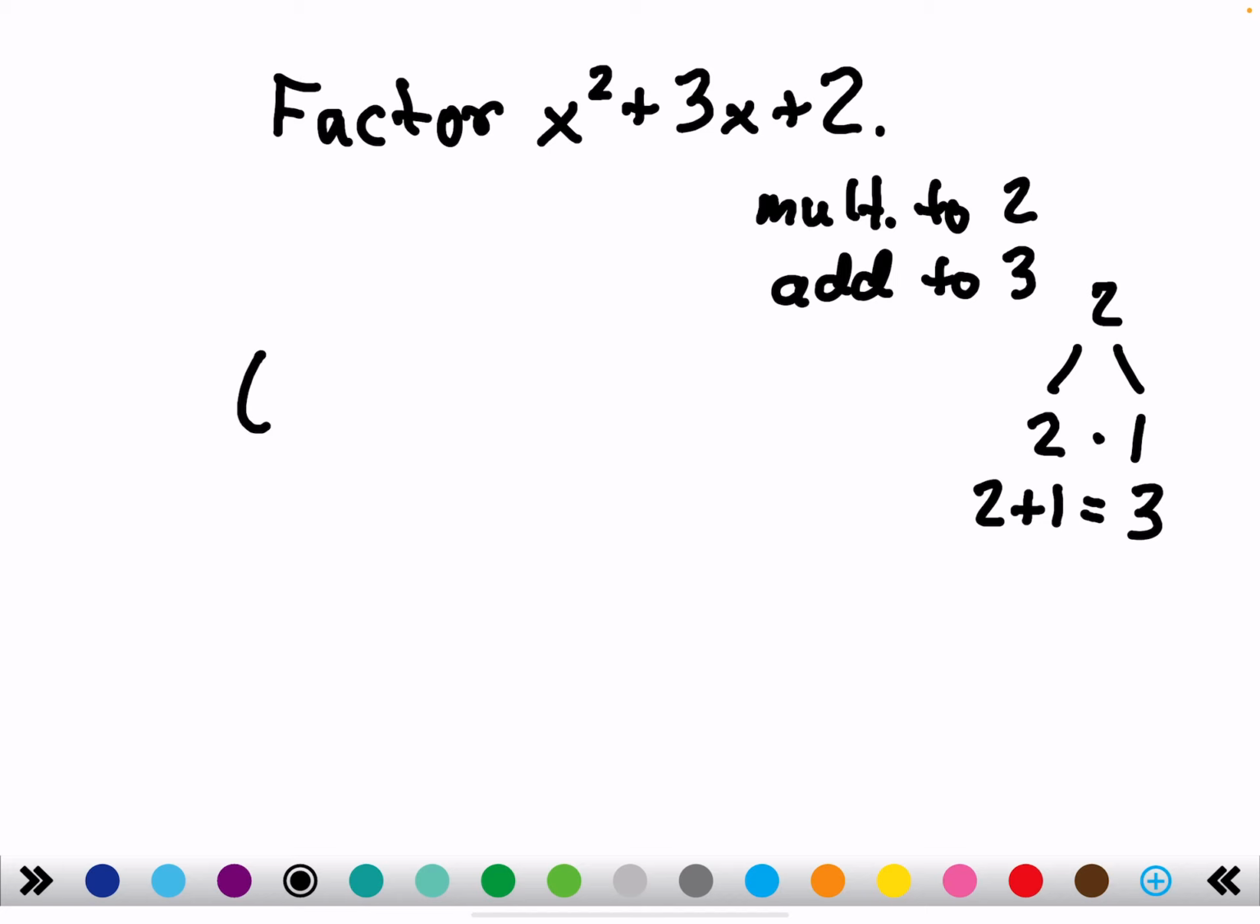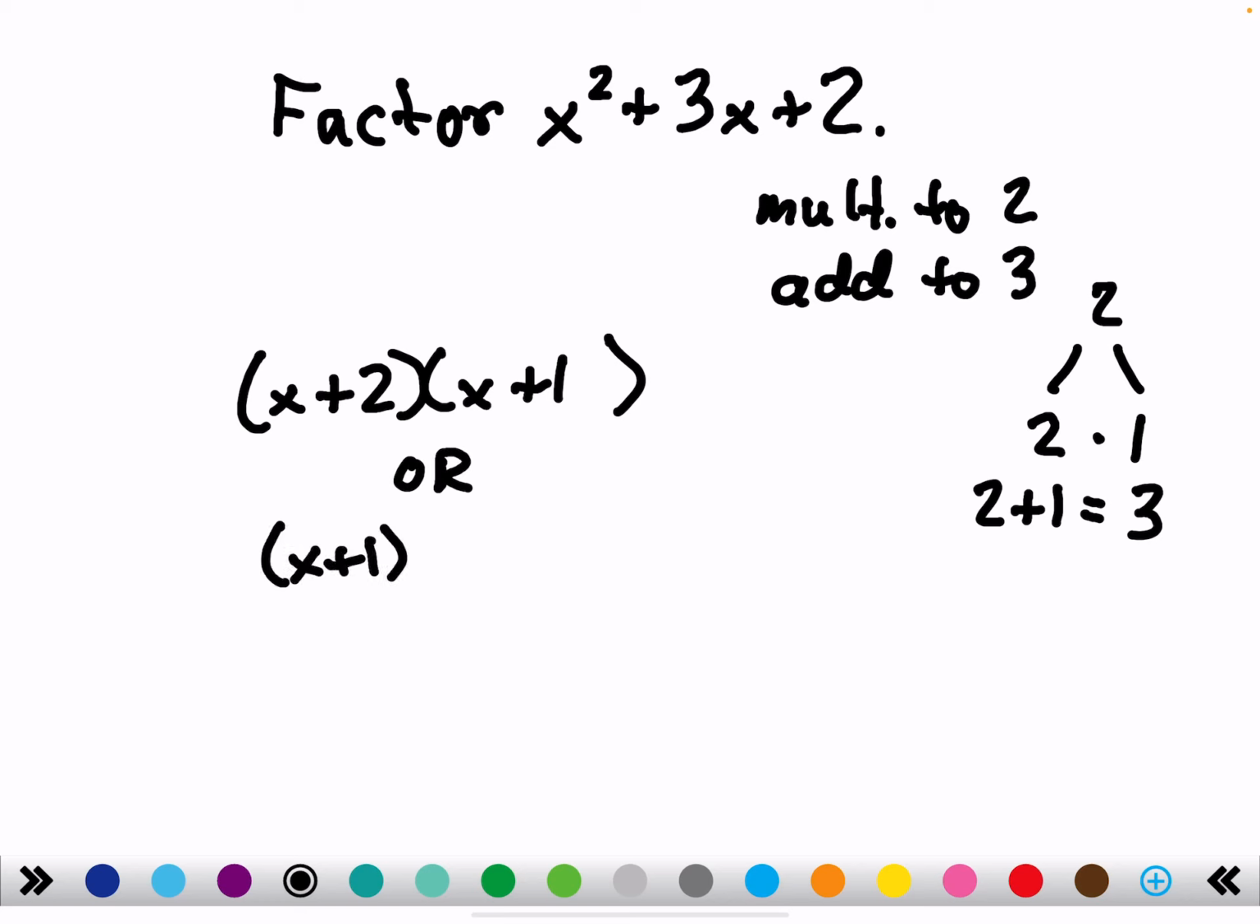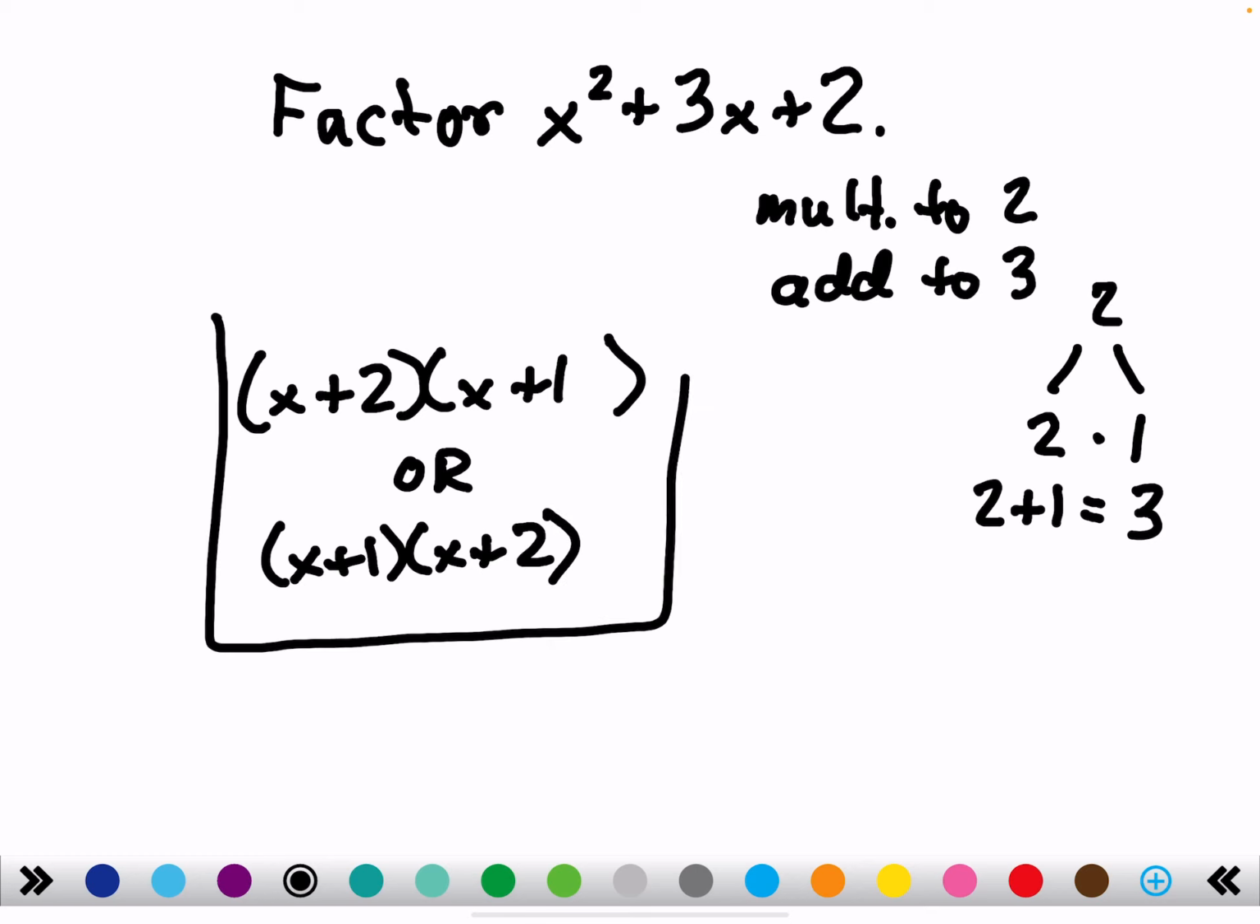Now, when we write factors, quadratics always factor as a pair of binomials. Binomials have two terms each. You'll need to enclose them in parentheses, because parentheses beside each other mean understood multiplication. So x squared is just x times x. Now we just fill in our numbers in either order. So it could be x plus 2 times x plus 1, or x plus 1 times x plus 2. And either of these answers is equally correct.